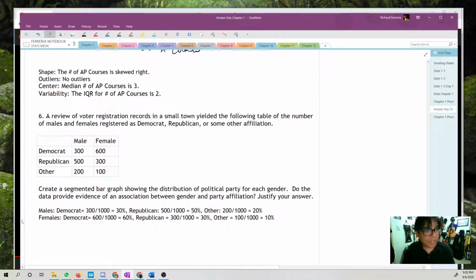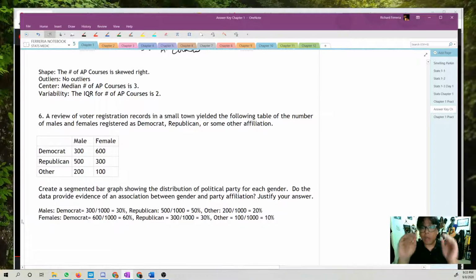So we got ourselves 60% Democrat, 30% Republican, and 10% other. The next step here is to draw our bar graphs. Basically, we're going to draw two bars, one for males, one for females, and they're going to be the same height. And that height is going to be 100%.